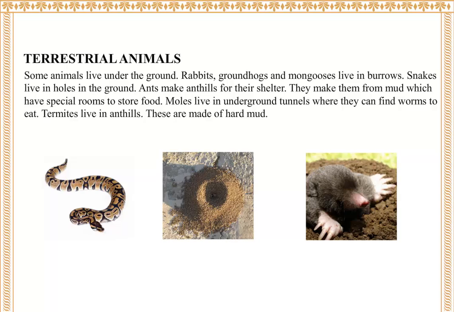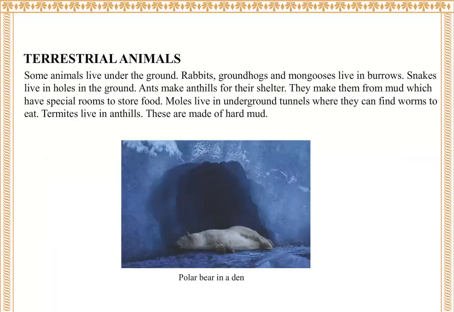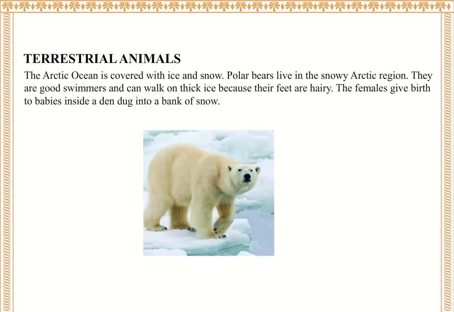Termites live in ant hills. These are made of hard mud. Polar bear in a den. The Arctic Ocean is covered with ice and snow. Polar bears live in the snowy Arctic region. They are good swimmers and can walk on thick ice because their feet are hairy. The females give birth to babies inside a den dug into a bank of snow.